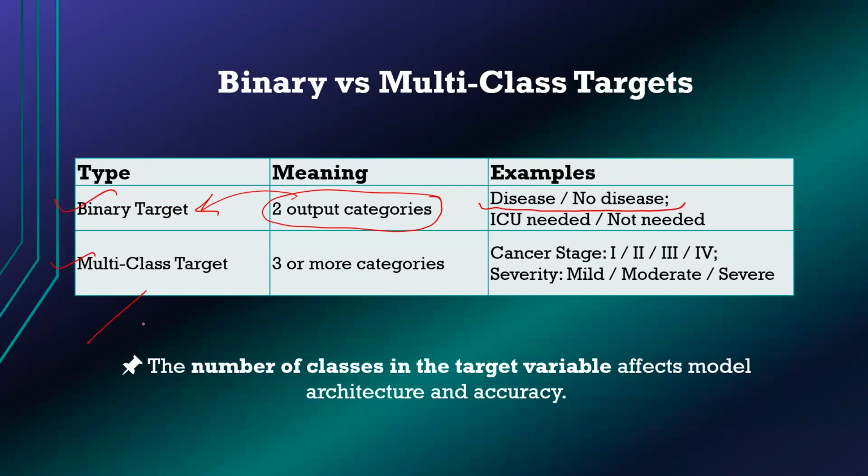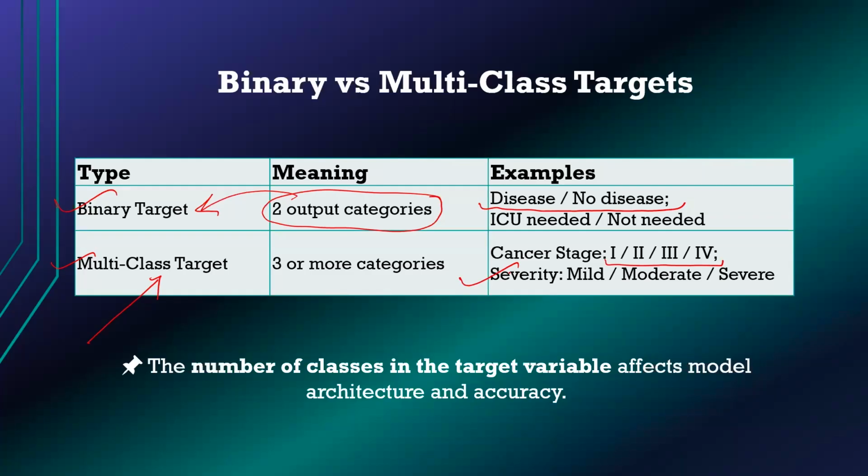The second is the multi-class target. When there are three or more categories, maybe you have taken vitals of a cancer patient, and from there you need to identify which stage his disease is at right now. There are maybe four different possible stages. So this could become a multi-class problem, because we have more than two categories here. Similarly, if you are trying to identify the severity level of a certain disease, that could also have mild, moderate, or severe, etc. That again becomes a multi-class problem.